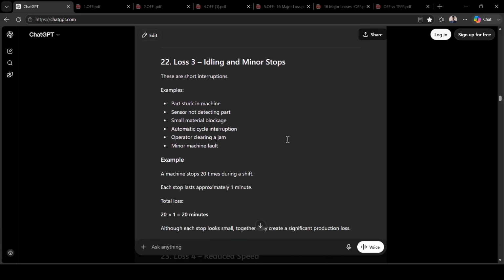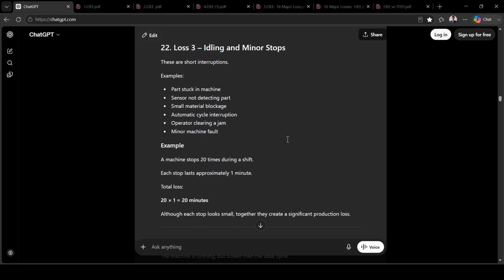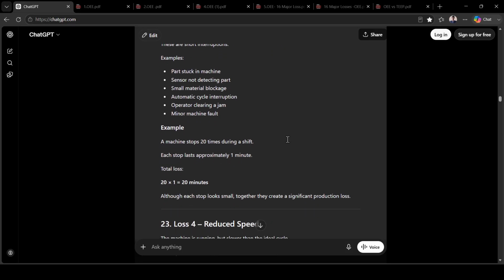The third loss is idling or minor stops. These are short interruptions. Examples: part stuck in machine, sensor not detecting part, small material blockage, automatic cycle interruption, operator clearing a jam, minor machine fault. For example, a machine stops 20 times during a shift, and each stop lasts approximately 1 minute. So total loss equals 20 times 1, meaning 20 minutes. Although each stop looks small, together they can create significant production losses.